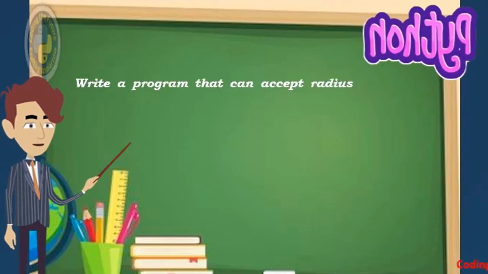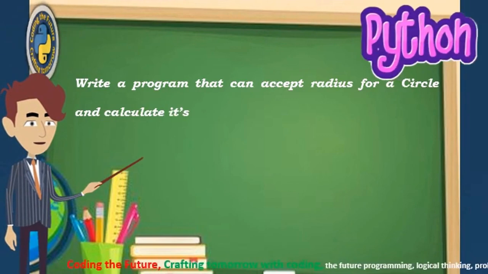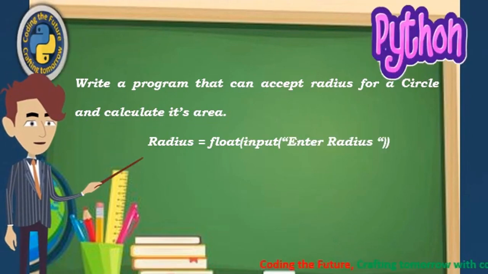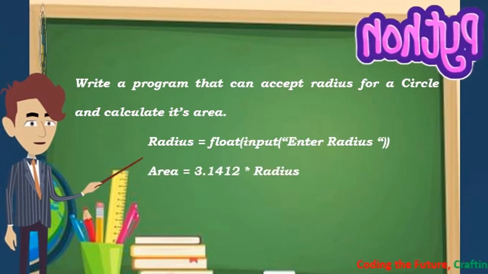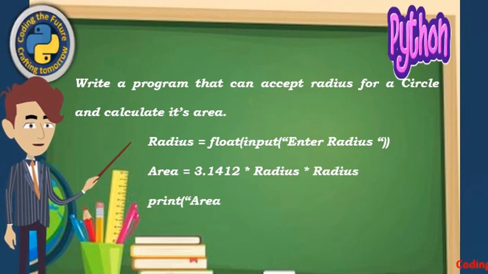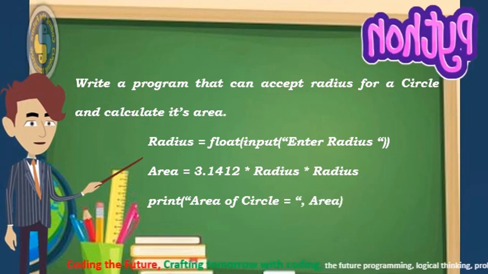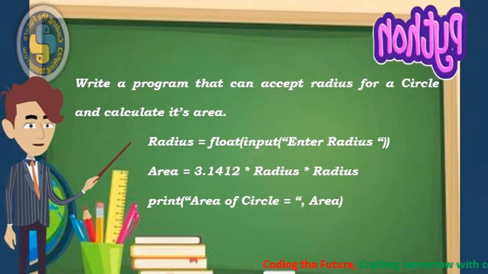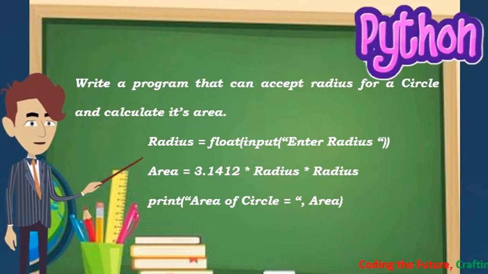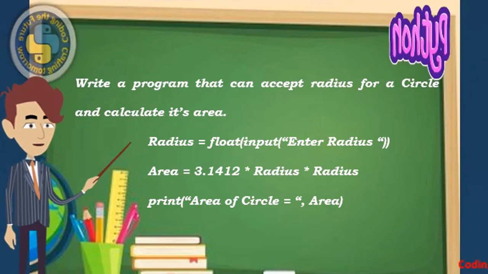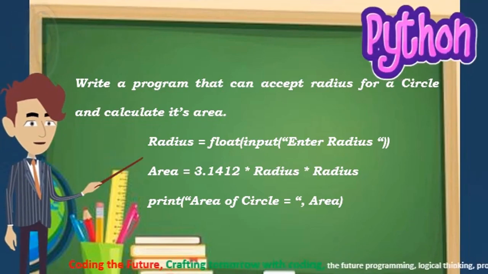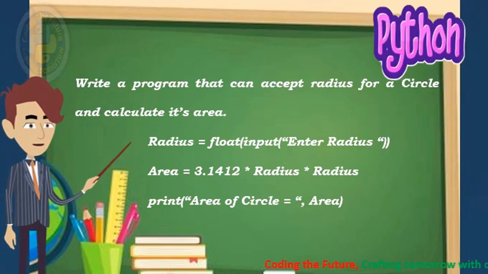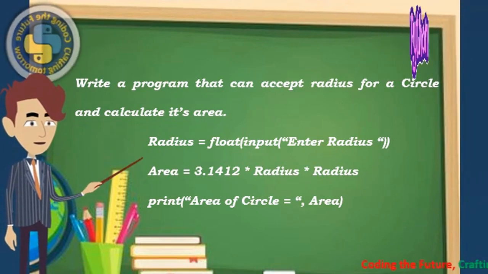Write a program that can accept radius for a circle and calculate its area. Radius is equal to float, input, enter radius. The formula of area is pi r square, and we will write area is equal to 3.1412. That is the universal constant value of pi. Radius into radius. Print area of circle in a string and variable area.